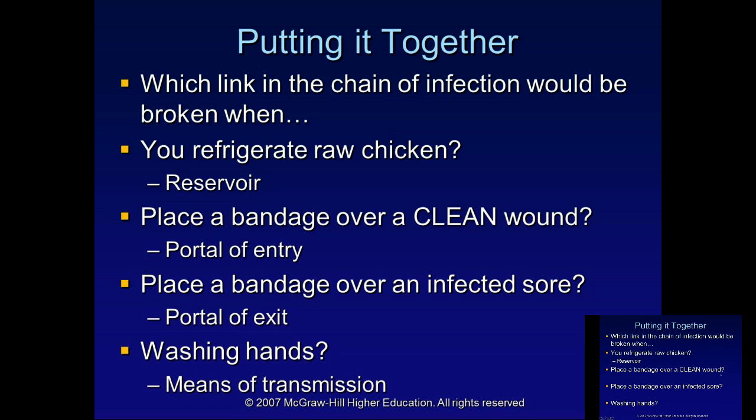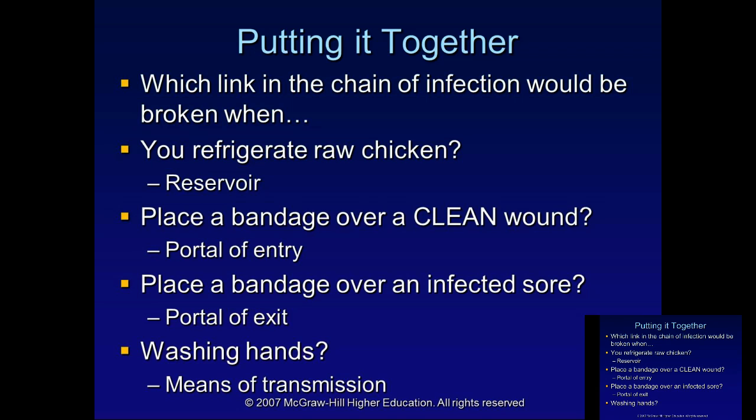Okay, so placing a bandage over a clean wound. If it's clean, we want to try to protect it from getting infected. So that would actually be portal of entry. You're breaking it at that level, so nothing can enter your wound. Now, if it was an infected sore, let's say you had a staph infection on your arm, what you want to do is prevent anything from leaving that and infecting somebody else. So that would be a portal, but it wouldn't be portal of entry, it would be portal of exit.